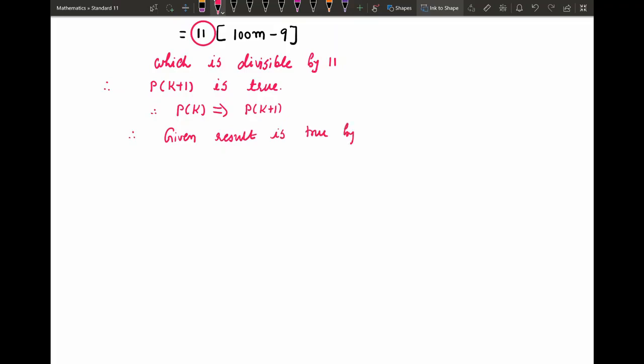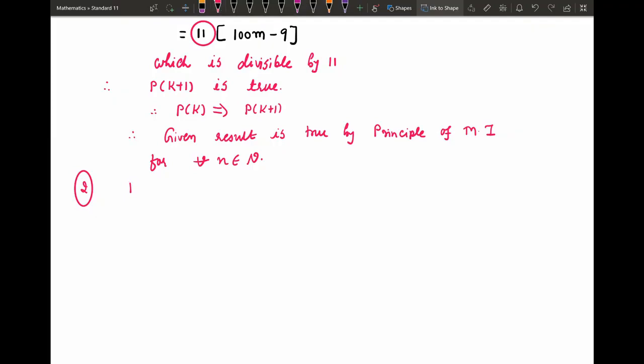By principle of mathematical induction for all small n belongs to set of natural numbers. We take another example.